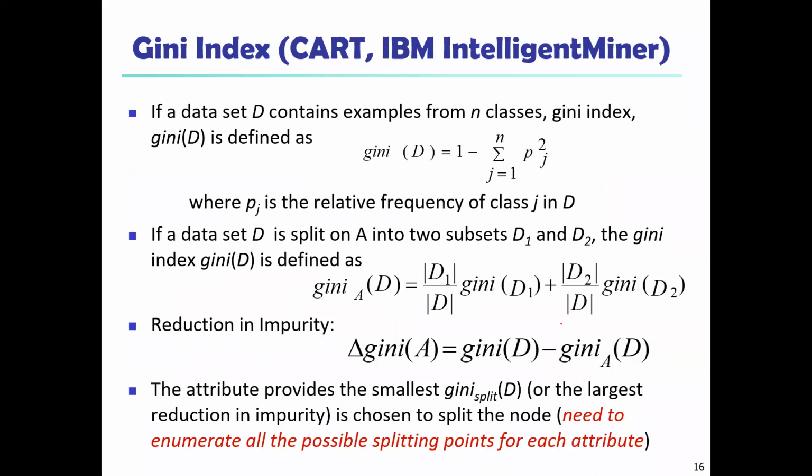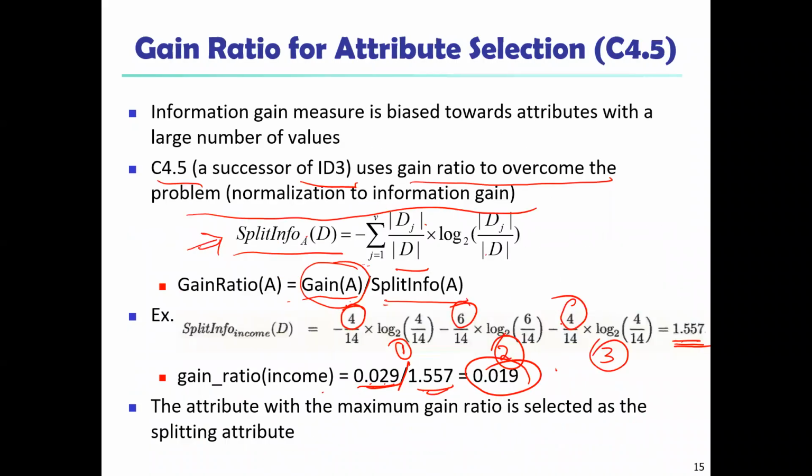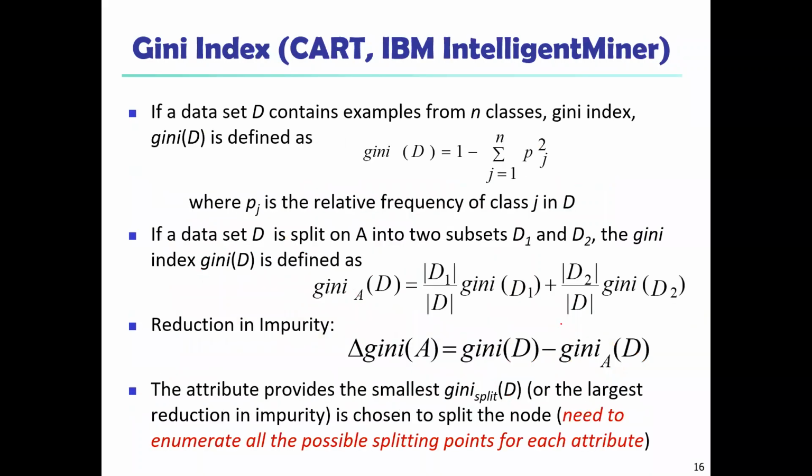Now coming to Gini index. If you observe here, for information gain we are selecting maximum. For gain ratio, we are selecting maximum value. Now coming to Gini index, we are going to select minimum, not maximum values. For Gini index, we are going to select the minimum value.